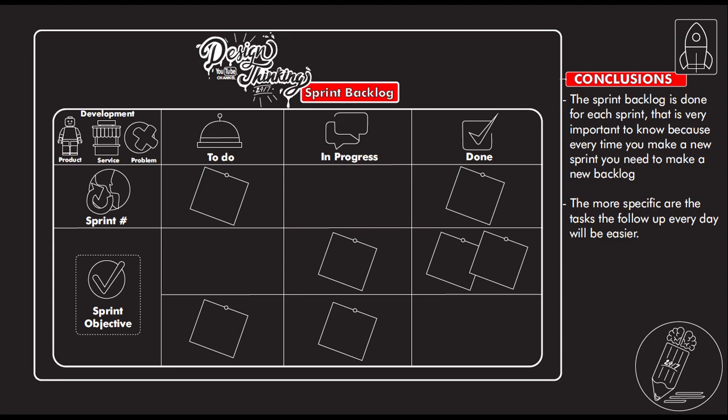As a conclusion, we can say that the sprint backlog is done for each sprint. That is very important to know, because every time you make a new sprint, you need to make and develop a new backlog. The more specific the tasks are, the easier the daily follow-up will be. That is very important. If you make something very complex for just one task, it will be very hard to finish it. It's better that when you are doing your to-do list and making the backlog, you are very specific in each development.